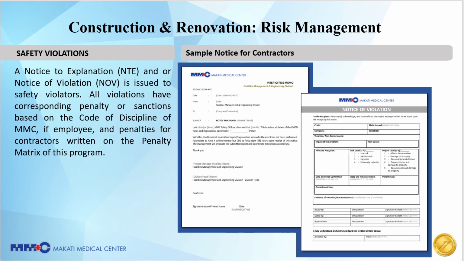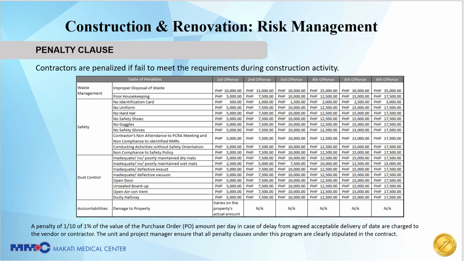Now, should these safety precautions be violated, specific measures are done. For instance, a notice to explain and/or notice of violation is issued to safety violators. All violations have corresponding penalty or sanctions based on the Code of Discipline of MMC, if employee, and penalties for contractors written on the penalty matrix of this program. For the penalty clause, contractors are penalized if fail to meet the requirements during construction activity. You may pause the video to see the penalty amount per category.